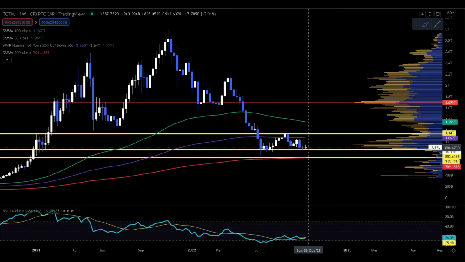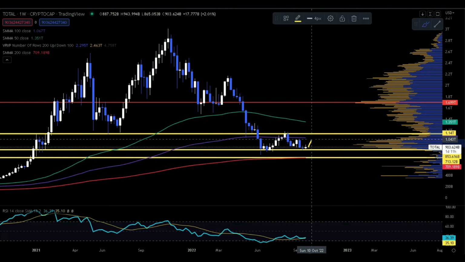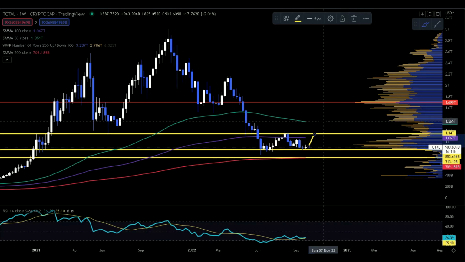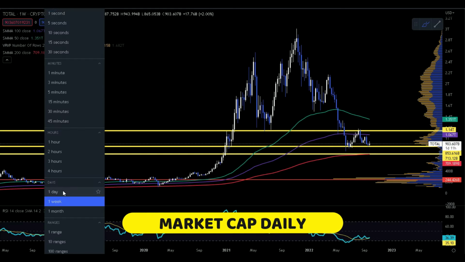In the event that we try to pump from here, we can go and test the 1 trillion mark, and after that 1.15 trillion is possible. This would represent an increase of roughly 10 to 15%. Let's head over to the daily chart for further analysis.